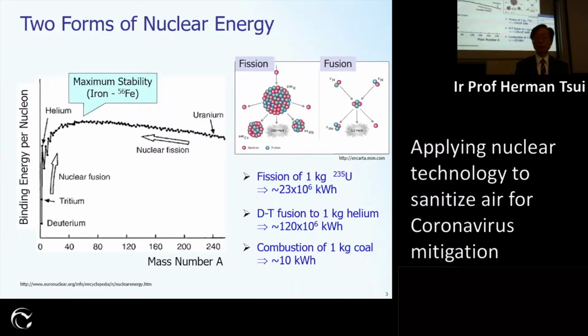When you further compare this to conventional coal-fired power stations, simply by burning 1 kilogram of coal, you can only release something like 10 kilowatt hours of energy. So you can see the major differences in terms of the potential in releasing energy. And that's one of the reasons why nuclear power is a good option to eliminate this greenhouse gas release problem.